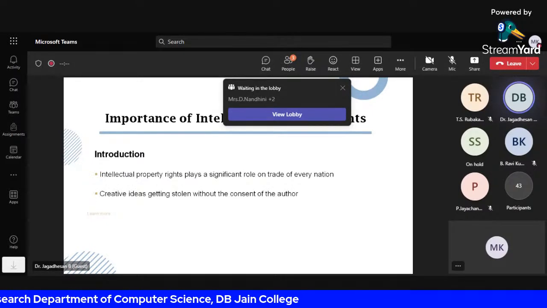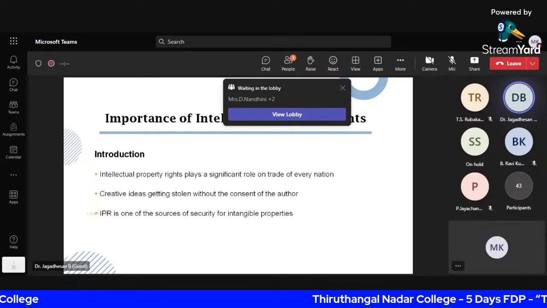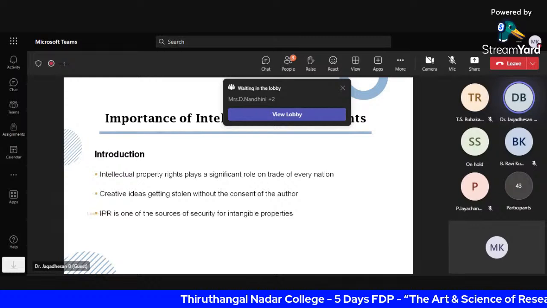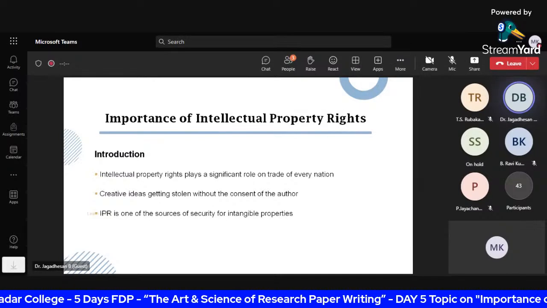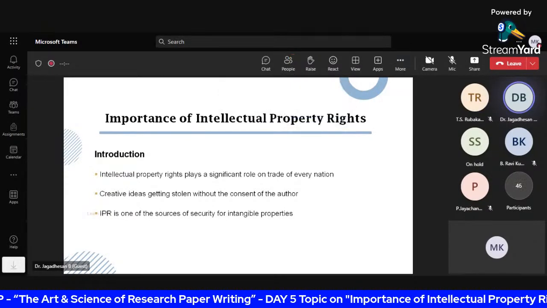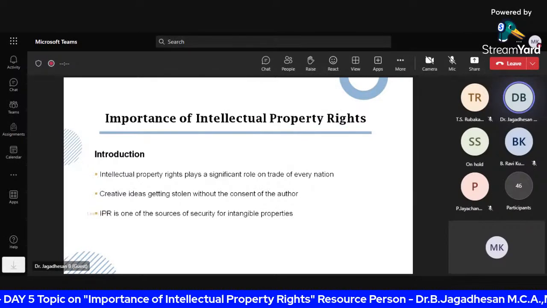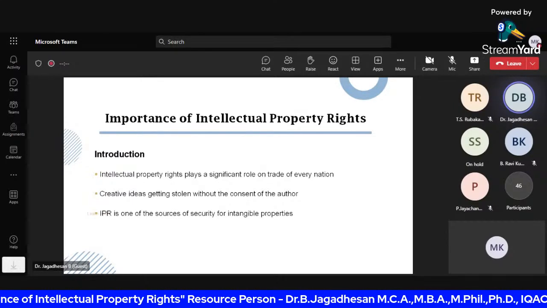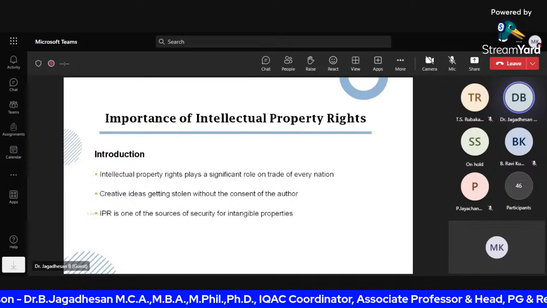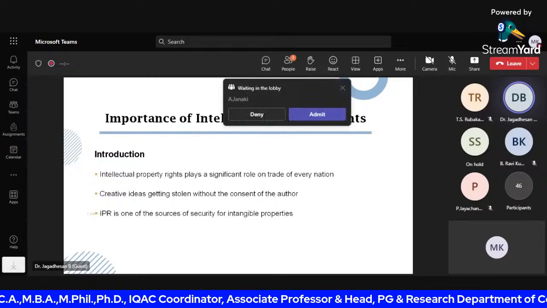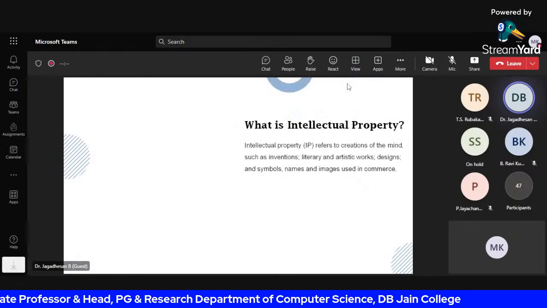There is an introduction. Intellectual property rights play a significant role in the trade of every nation, not only in business or academia. It also protects creative ideas from being stolen without the consent of the author. Getting information from the source without the consent of the author is illegal. IP is one of the sources of security for intangible property. The purpose of intellectual property rights is to prevent this and give security for intangible properties.